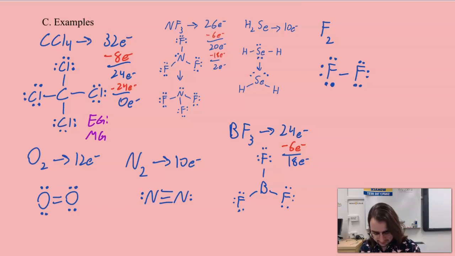So remember, electron geometry is really easy. You just count the number of things that are attached and boom, that's the electron geometry. Sometimes they are the same, sometimes they're not. So you just have to be careful.